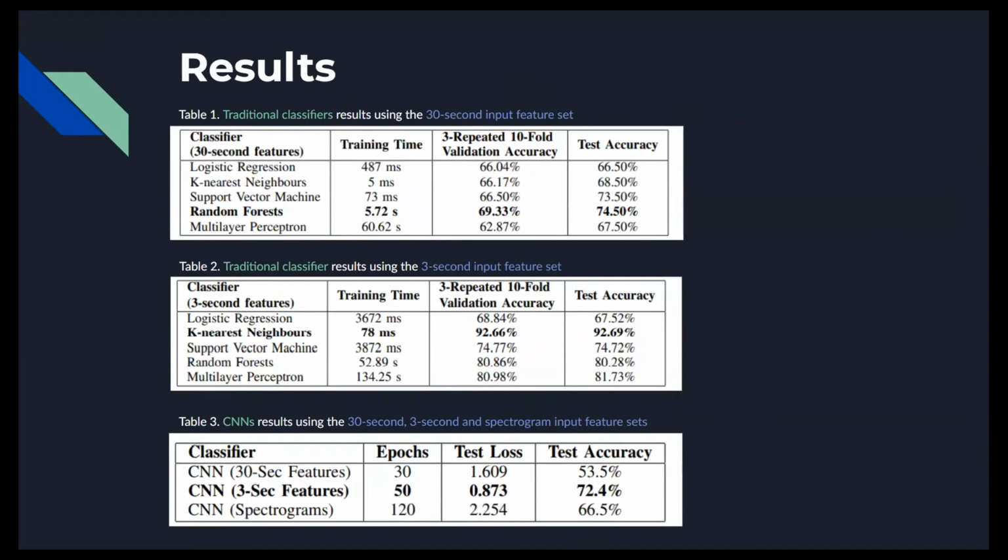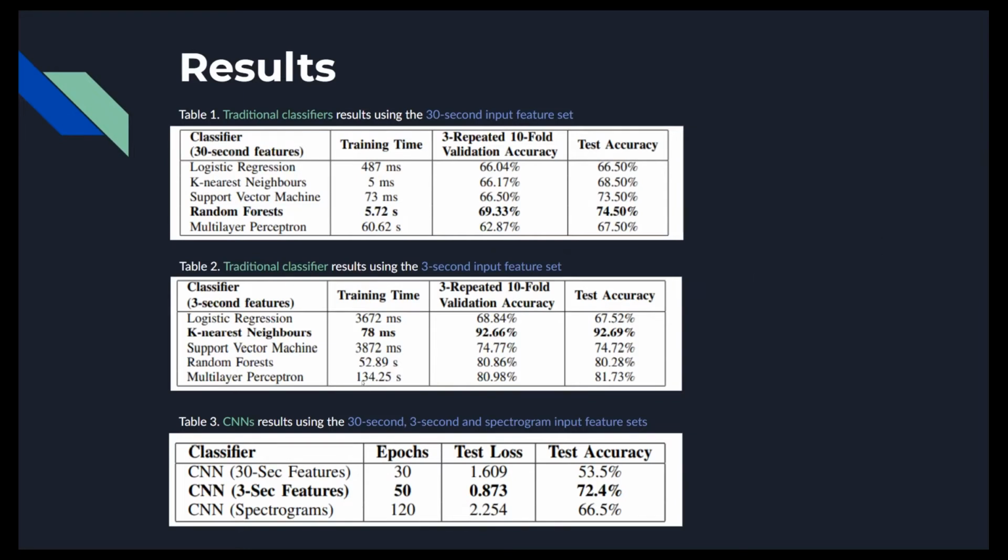For our results, in the first table, we see the traditional classifiers trained on the 30-second feature sets. Our results found that the random forest model had the highest classification accuracy for both the validation and the test accuracy amongst the other traditional classifiers, at 69.33% for validation and 74.5% for test accuracy.